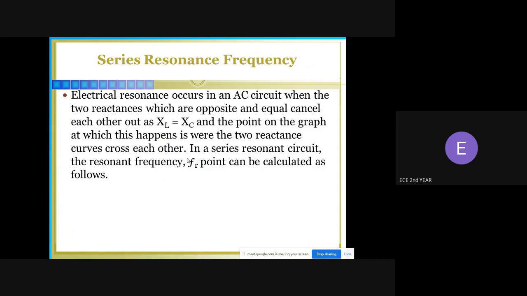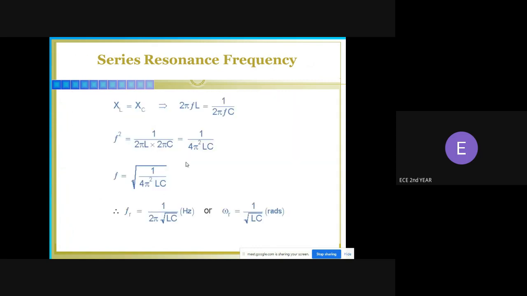Electrical resonance occurs in an AC circuit when the two reactances, which are opposite and equal, cancel each other out, as XL equals XC. The point on the graph at which this happens is where the two reactance curves cross each other. In a series resonance circuit, the resonance frequency F0 can be calculated as follows. So how can we calculate the resonance frequency? At F0, XL equals XC, so 2 pi FL equals 1 by 2 pi FC. From that I need to calculate the value of F.